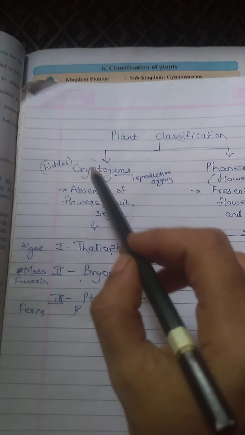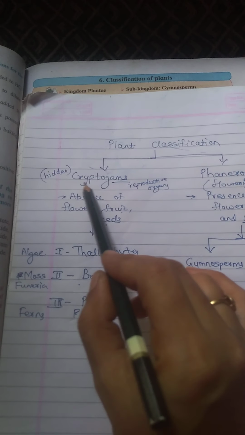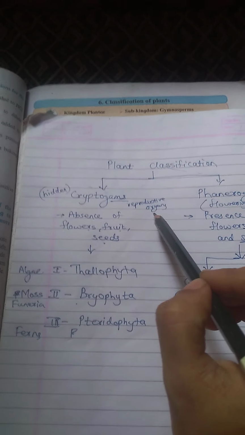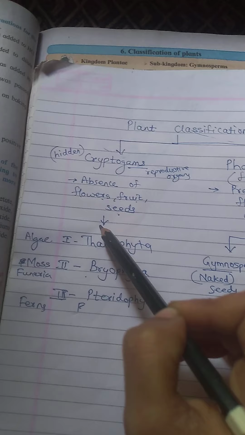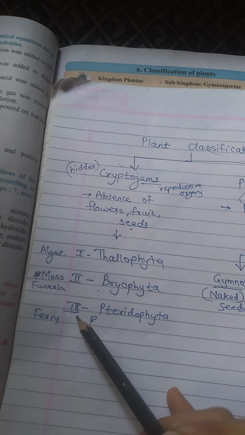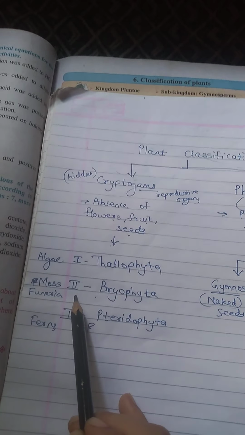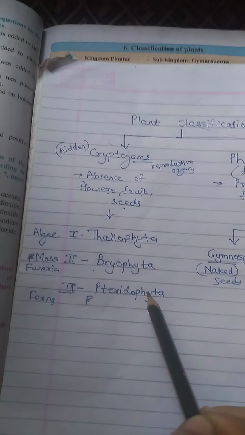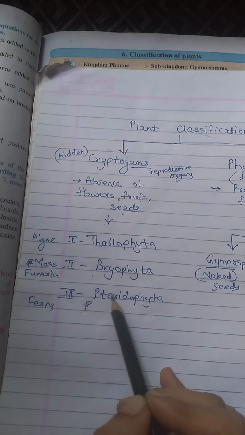First we will study the cryptogams. The word tells you something: crypto means hidden, and gams means reproductive organs of the plants. In this we will study three divisions. The first division is Thallophyta, the second is Bryophyta, and the third is Pteridophyta. P is silent. Pteridophyta.